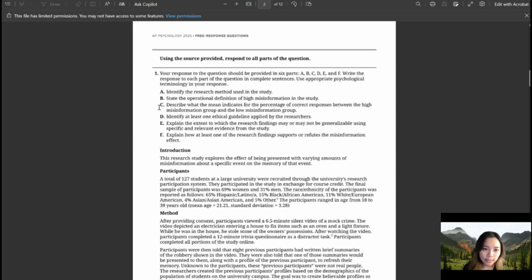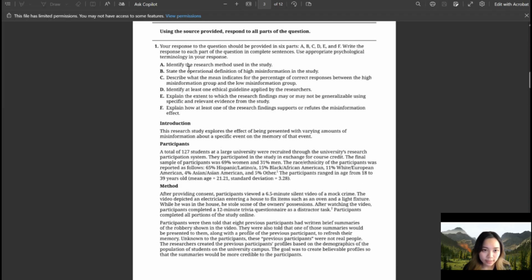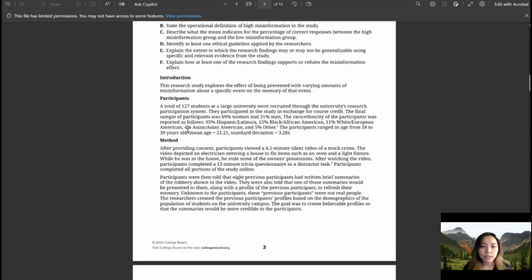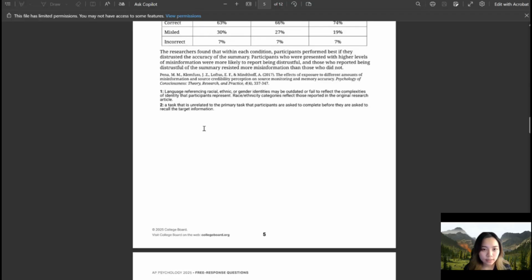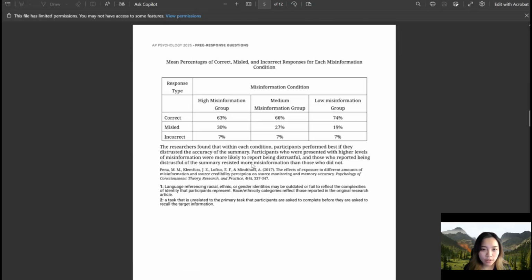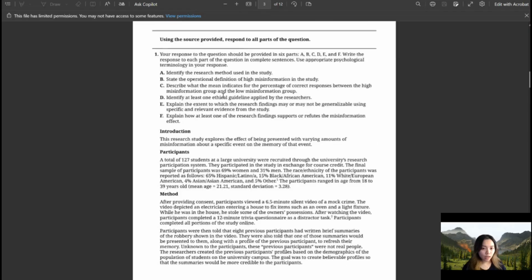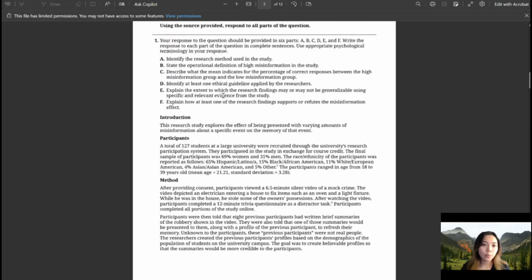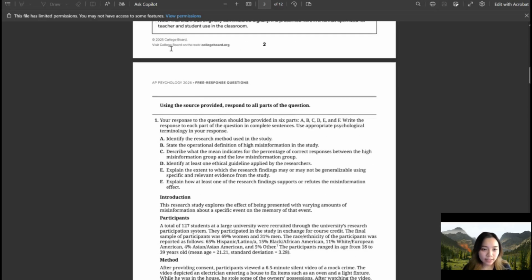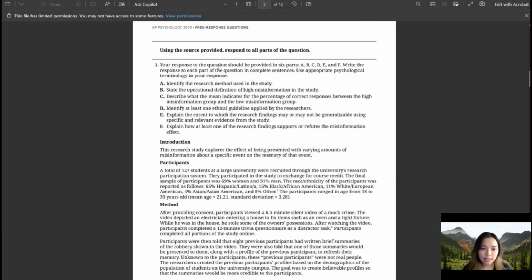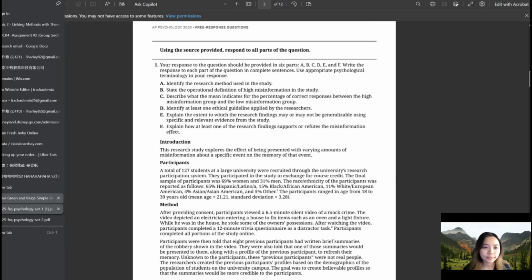Let's look at the structure of it. It is really similar to set 2, right? They have the questions from A to F, with the intro, participants, methods, results, and discussion with a chart. So this is the structure for the AP Psychology FRQ Part 1. It will always be like this. If you're going to take psychology next year, and if they don't change the set, it will be this structure all the time. They're just going to change some of the questions in there.